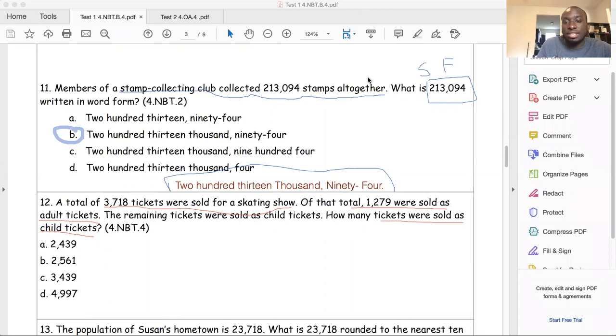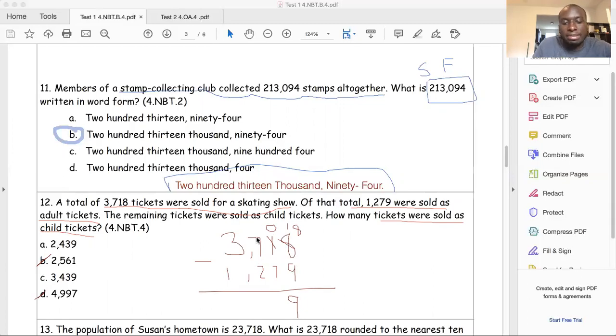All I need to do for this problem is subtract 3,718 and 1,279, and I'm going to subtract. When I subtract, I cannot take away 9 from 8, so I have to borrow from my 1, cross this out, make this an 18. 18 minus 9 equals 9. I can stop there. I can already eliminate 2 possible answer choices, answer choice B and answer choice D.